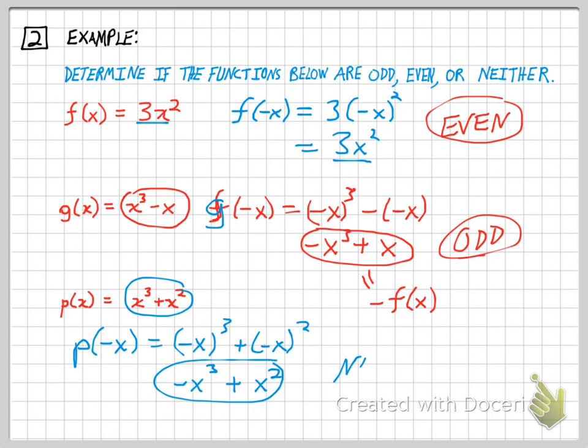So this is an example of a function that is neither. It is not odd or even. So many functions are neither. The odd or even just comes up in some special cases.